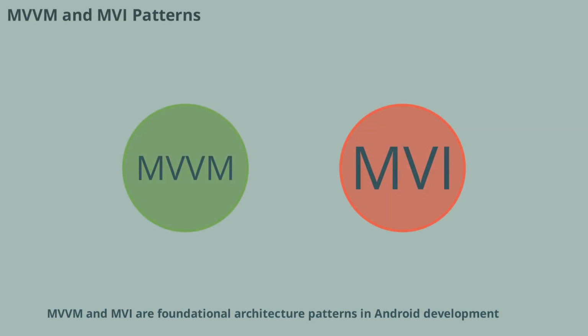MVVM and MVI are foundational architecture patterns in Android development. MVVM separates the model, view, and view model, making code modular and testable. MVI focuses on unidirectional data flow, simplifying state management. Both patterns enhance scalability, maintainability, and ease of testing, making them ideal for modern Android apps.